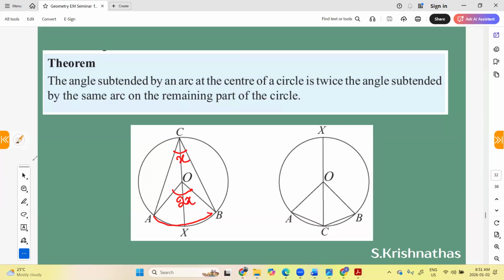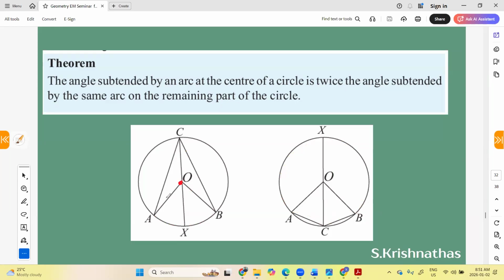Okay. Then consider this arc, the major arc. The angle subtended at the remaining part is y, and at the center it is 2y. So we have to prove that, right? The formal proof for this theorem.